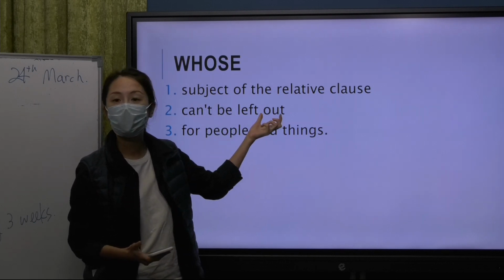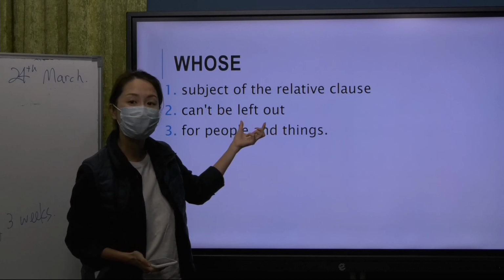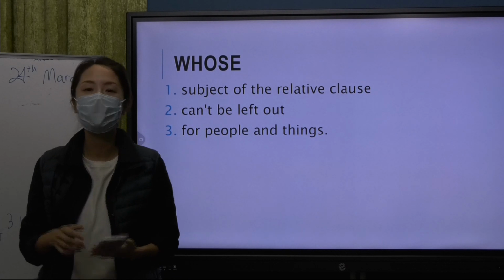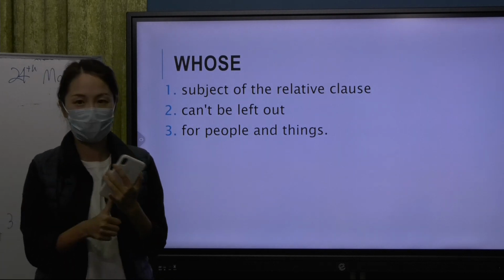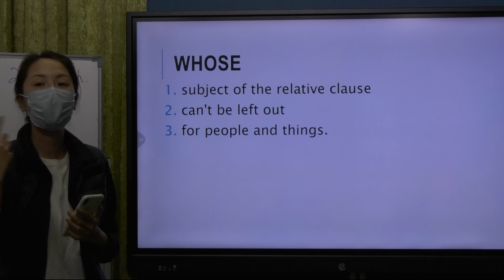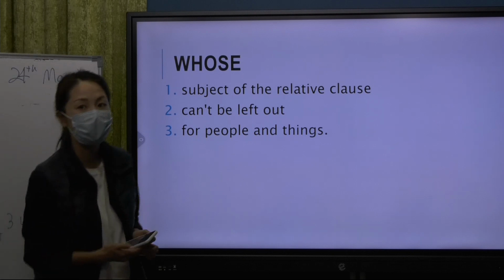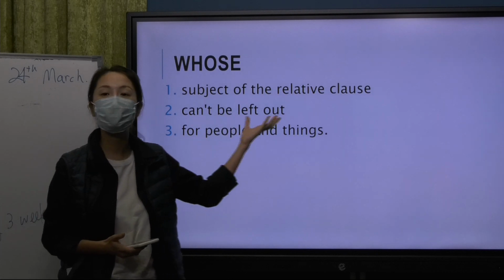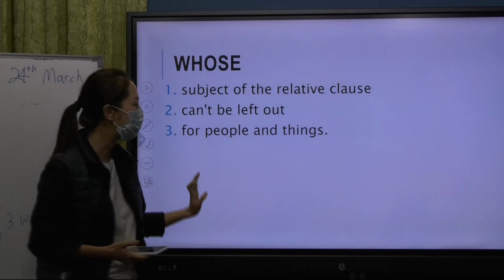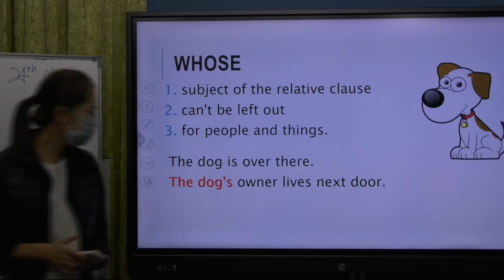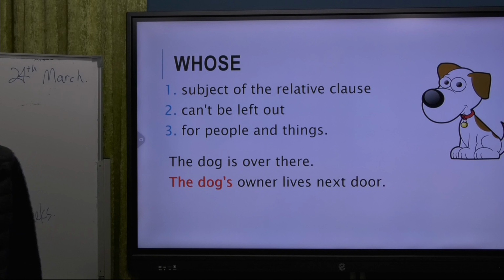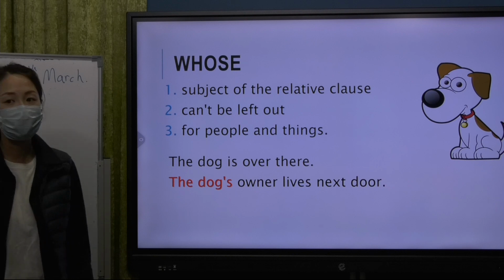Cannot be left out. You cannot delete this word in your relative clause. As Ms. Chow mentioned before, sometimes we can delete which, that, or who, right? But for whose, we cannot delete this word. And then whose usually talks about maybe people and also sometimes things. So let's look at one example here. The dog is over there, sentence 1. Sentence 2, the dog's owner lives next door.